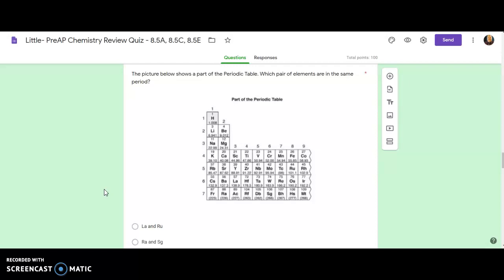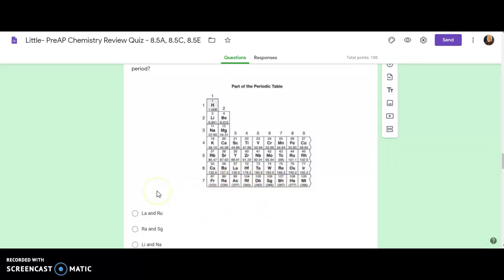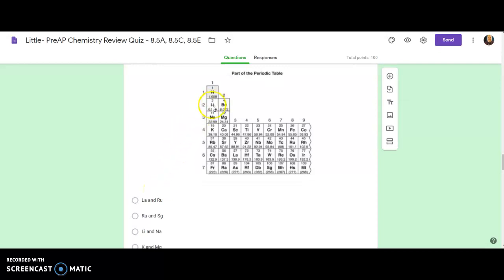Is it going to be LA and RU, which is LA right here, and RU? Is it going to be RA and SG? Is it going to be LI and NA? Or is it going to be K and MG? Which 2 of those are in the same period?